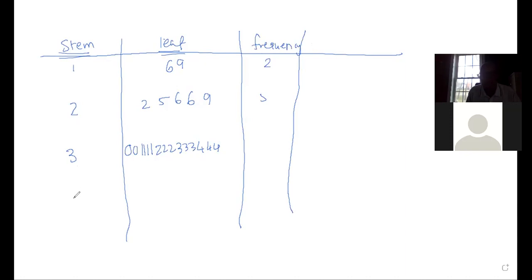Then let me go to number 4. For number 4, I have 1 and 1, so 4.1, 4.1, two times. So 1, 1, 2, 3, 4, then 5, 7, and 7. This is called one stem leaf plot, because we have just one stem and one leaf. Sorry. The double stem leaf plot is like this.